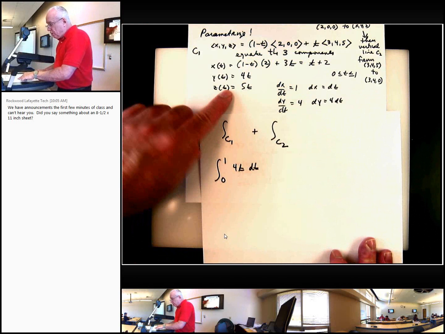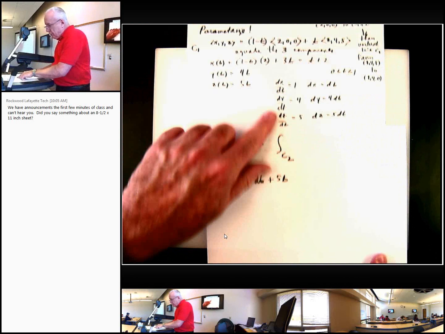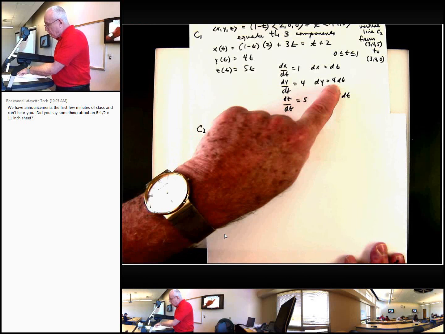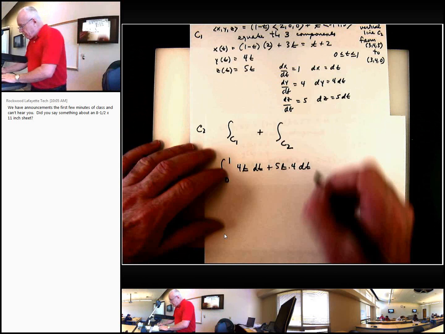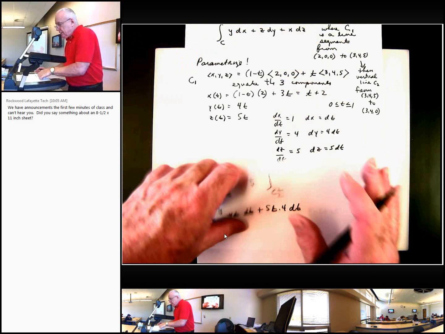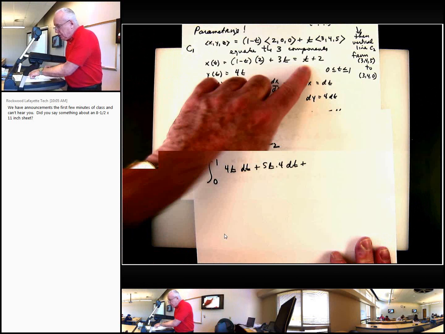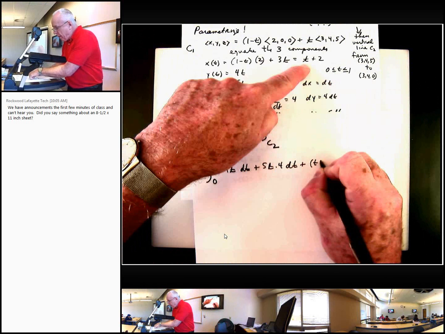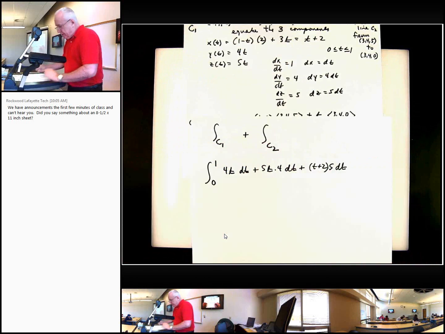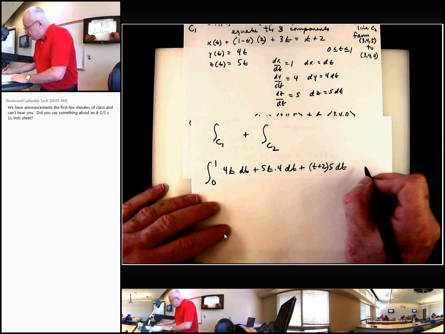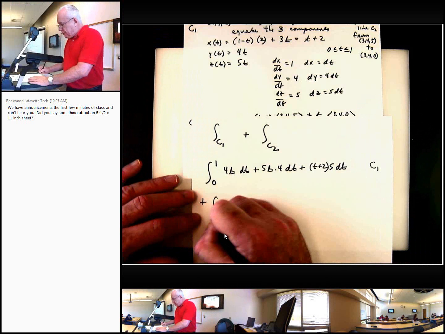For this curve, z is equal to 5t. And then dy is equal to 4 times dt. We just do substitution, basically. And then we have x dz. Now, x is equal to t plus 2, and dz is equal to 5 times dt. So that's going to be our first one. This is C1.